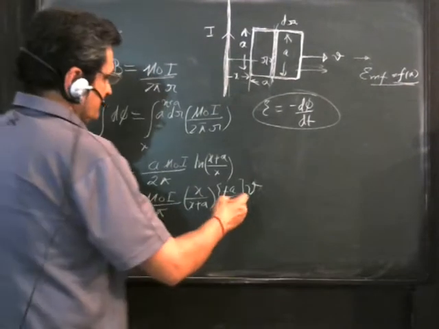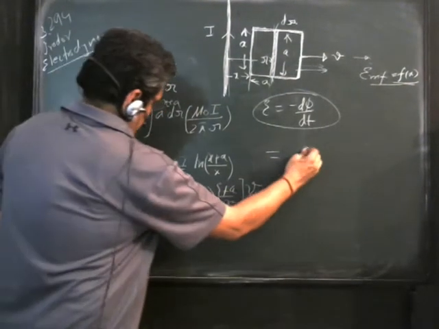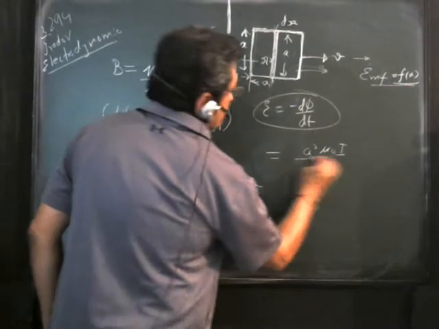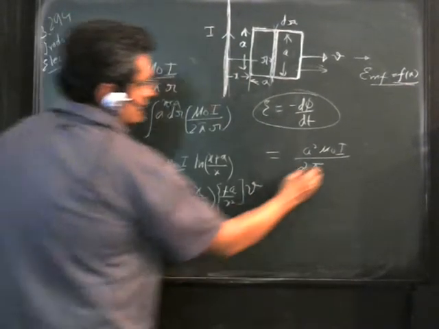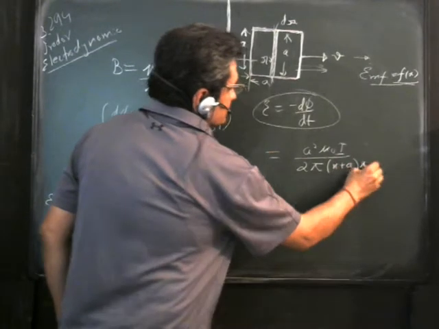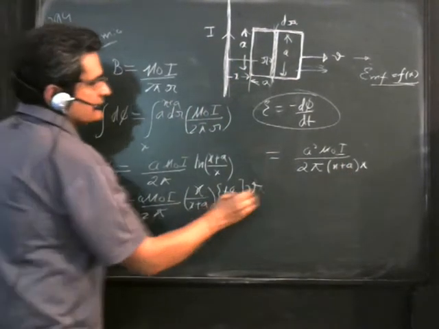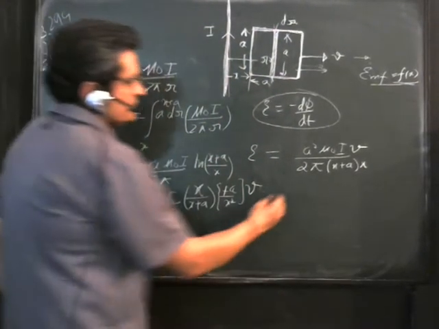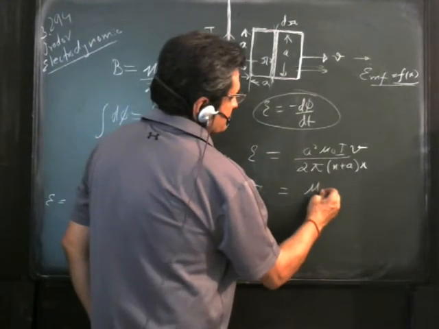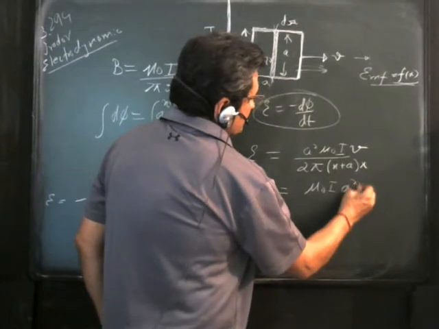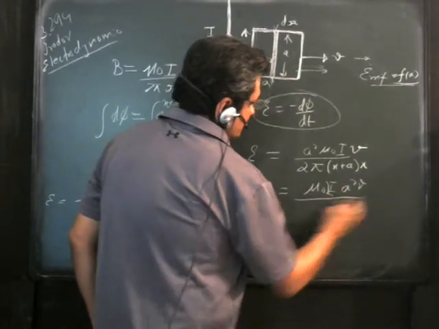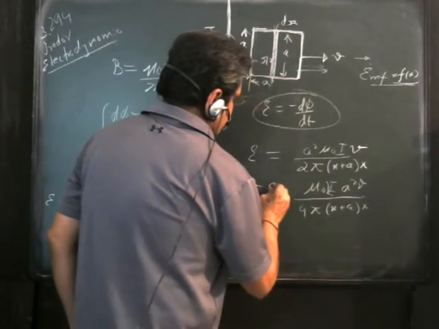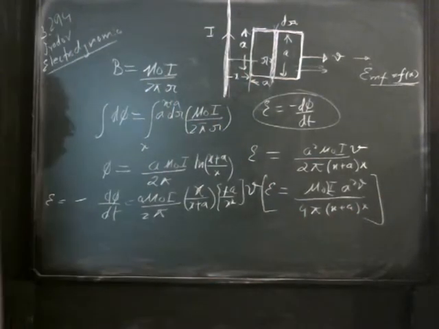So the value of EMF is coming as a square mu 0 I upon 2 pi into (x plus a) into x. This x gets cancelled, into v. So this is the value of EMF. In the solution to the problem, it is mu 0 I a square v. They have multiplied by 2 here, and 4 pi x into (x plus a). So this is the final answer in this problem.